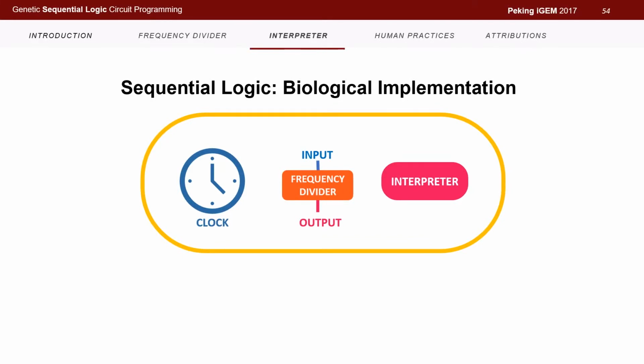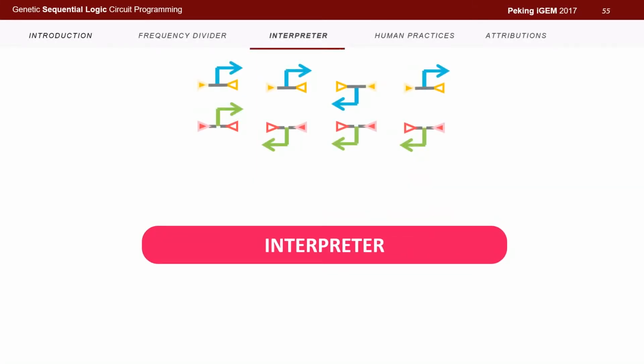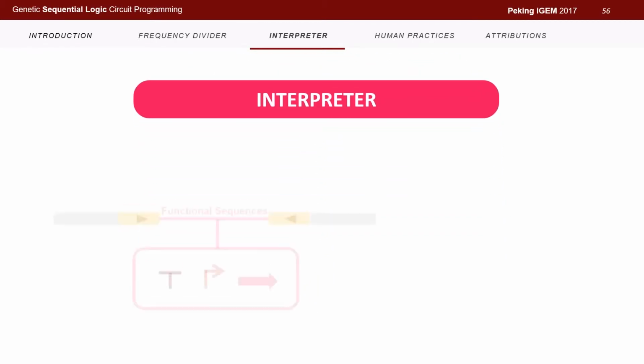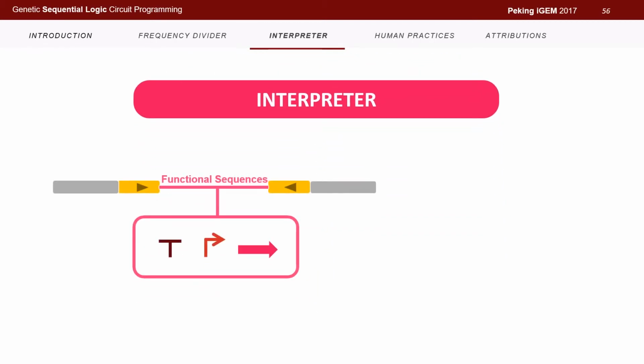The third part of our system is the interpreter. Cell states are specified by the frequency divider, and it's the interpreter's task to convert state into function. As the cell transits from one state to another, different functions can be executed. The task of the interpreter is to incorporate functional DNA sequences into recombination sites. In the different states, the expression of recombinase or recombinase-RDF fusion protein varies. Thus, the directions of these sequences are changed during each state transition, and cell function is altered too.